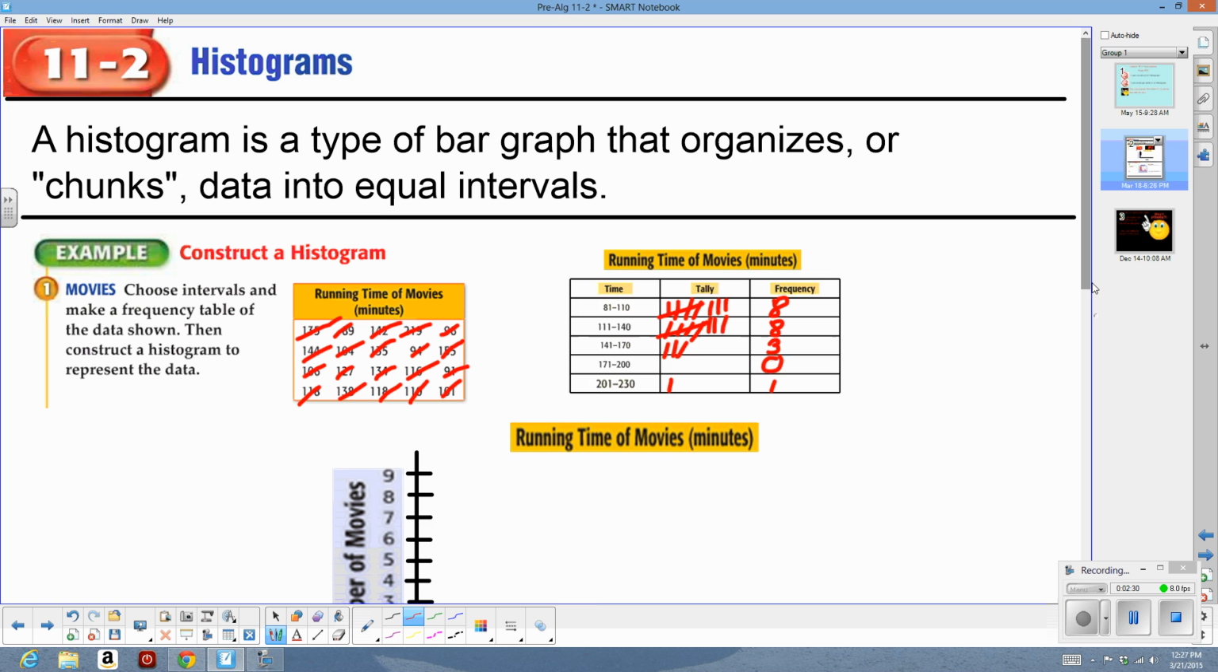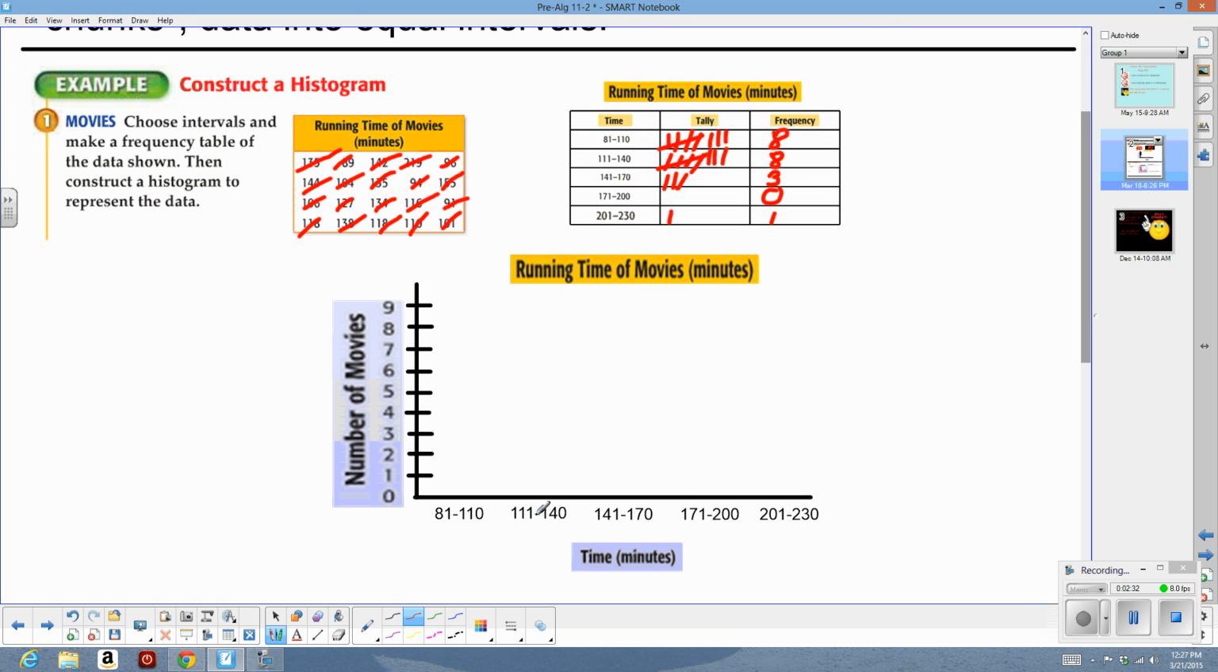Now to make a histogram, you want to start by drawing your X and Y axis, and then you'll want to make sure to include a title and labels and equal intervals. Basically, the intervals that you chose to use in your frequency table are what's going to go along the bottom. And then how often it occurred is what's going to go on the side.